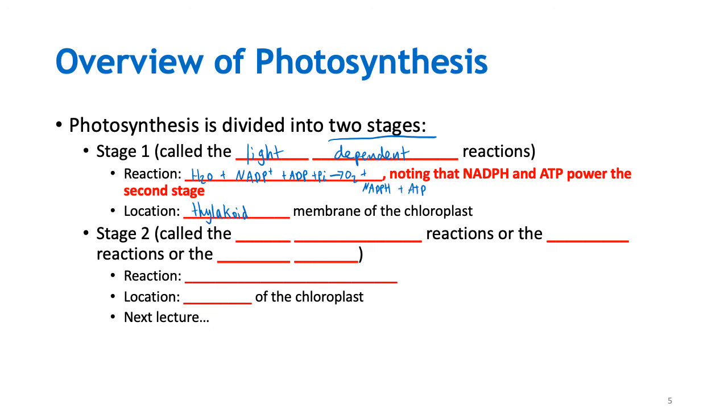Stage 2 is called the light-independent reactions, and to me that is the best description of it. Light-independent. But sometimes you hear people refer to these as the dark reactions, or the Calvin cycle, which is very appropriate also. But I'm going to lecture on this in our next class period. But I do want to caution you about using dark reactions, because to me that's a little misleading.